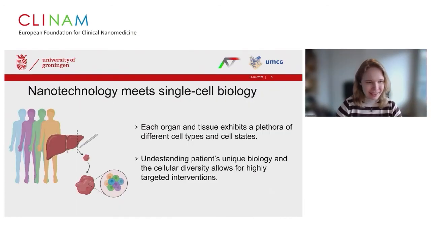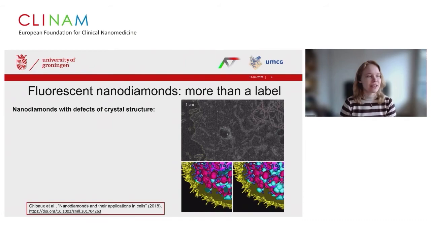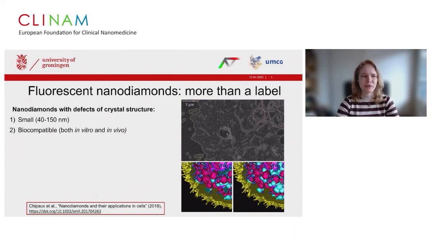So as I have mentioned at the beginning of my talk, we're using a specific kind of nanoparticles, fluorescent nanodiamonds, to get an insight really into single cell physiology and into the responses of these single cells to the interventions that we might be interested in. Fluorescent nanodiamonds are nanodiamonds with a defect of crystal structure. They're really small, ranging from 40 to 150 nanometers in size. They are very biocompatible, both in vitro in cell cultures and in vivo in live organisms up to mammals.